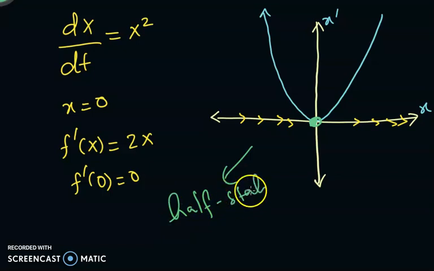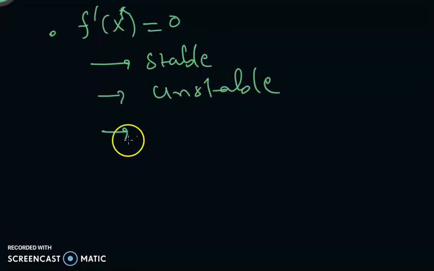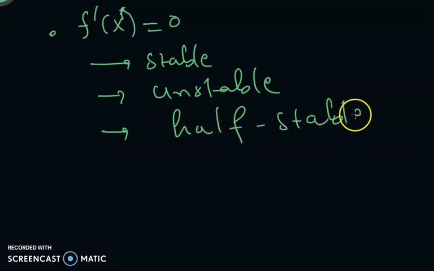So from this discussion we see that if f prime at x star is 0, then we can have a stable equilibrium point, it can be unstable, or it can be half stable. So we can't decide exactly what is going on unless we see the behavior graphically.